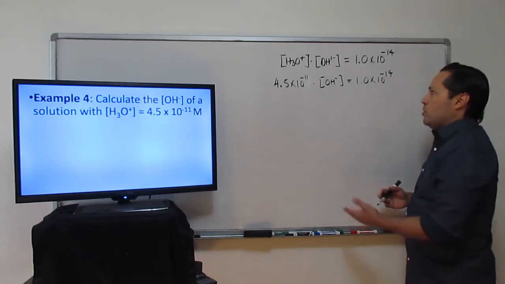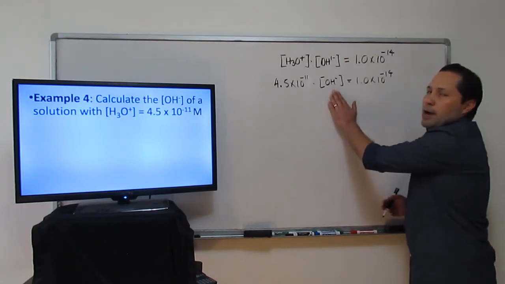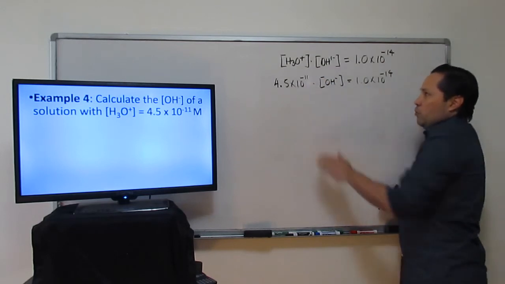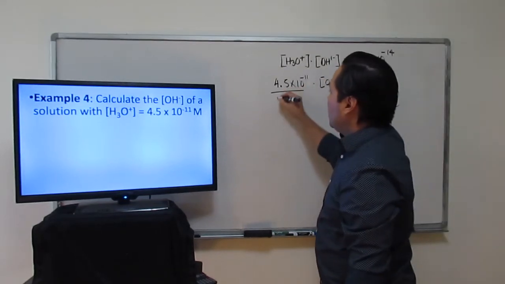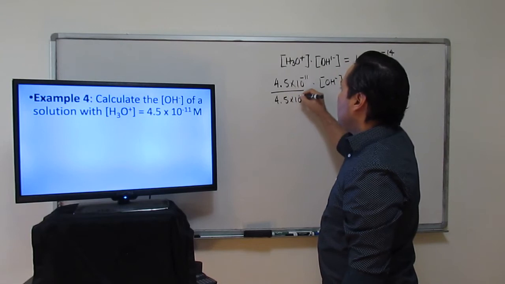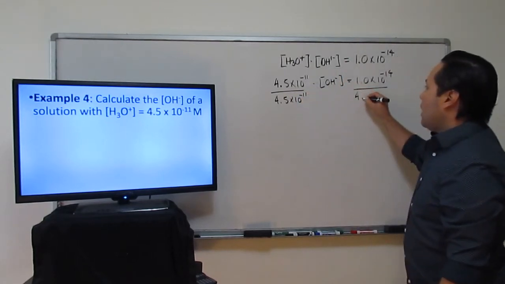And you're going to go ahead and solve this problem much the same way, where we want to isolate the hydroxide ion, so we need to get rid of that number. So to do that, we're going to divide it by itself. And again, what you do to one side, you have to do to the other.